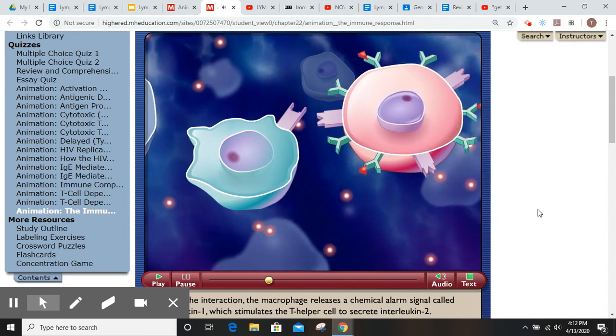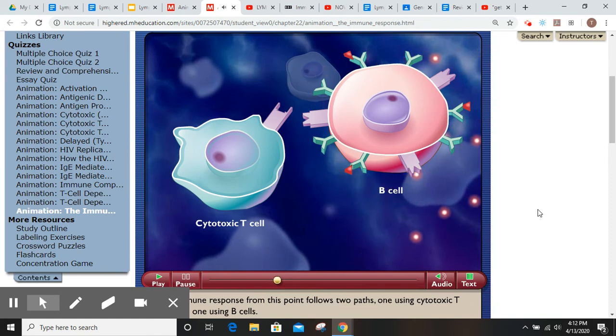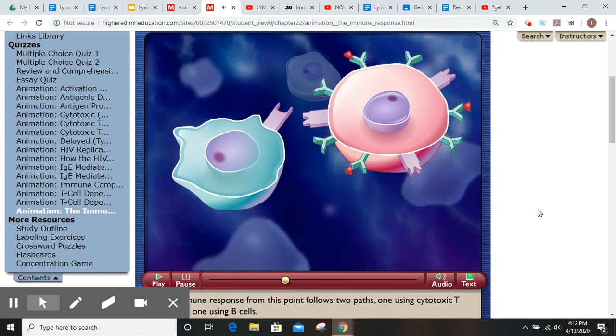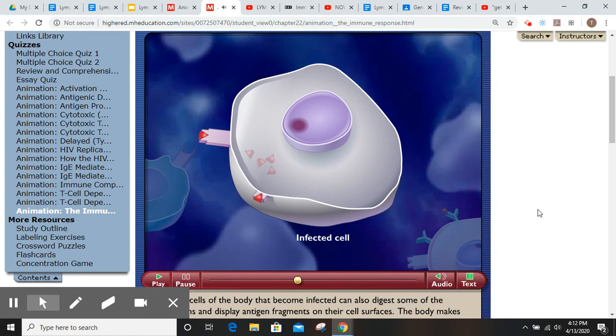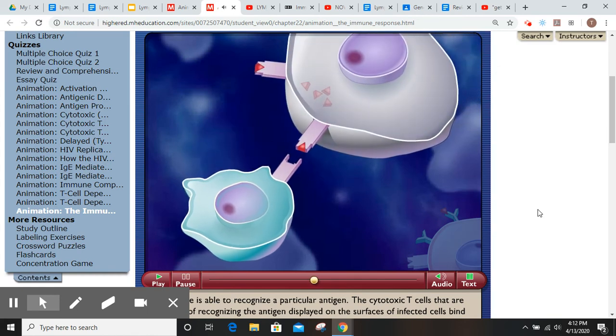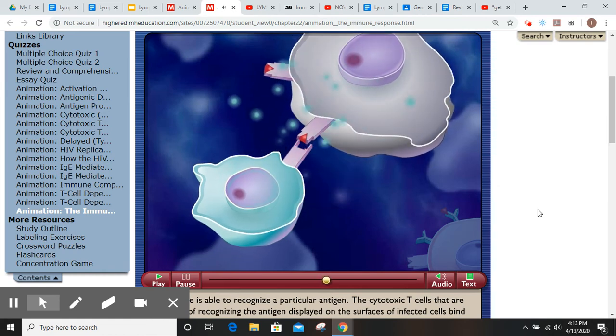Interleukin-2 causes the proliferation of certain cytotoxic T cells and B cells. The immune response from this point follows two paths, one using cytotoxic T cells and one using B cells. Normal cells of the body that become infected can also digest some of the pathogens and display antigen fragments on their cell surfaces. The body makes millions of different types of cytotoxic T cells. Each type is able to recognize a particular antigen. The cytotoxic T cells that are capable of recognizing the antigen displayed on the surfaces of infected cells bind to the infected cells and produce chemicals that kill the infected cell.